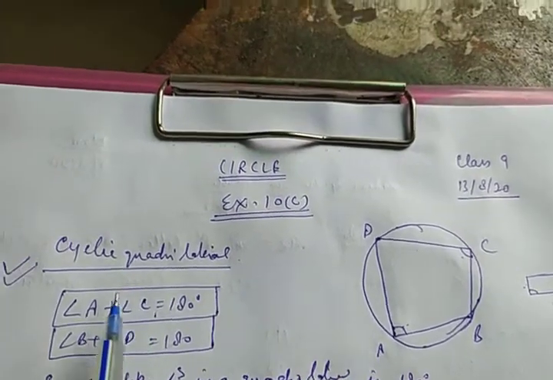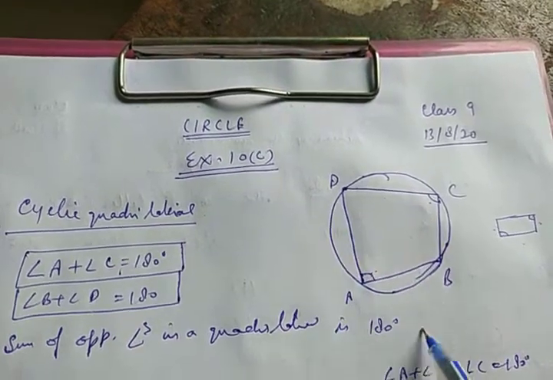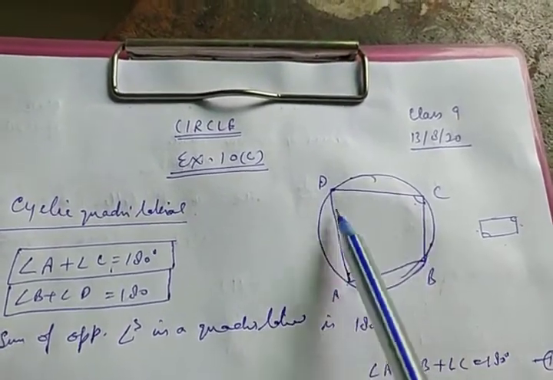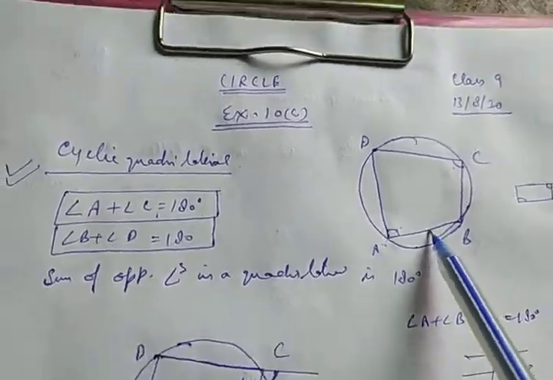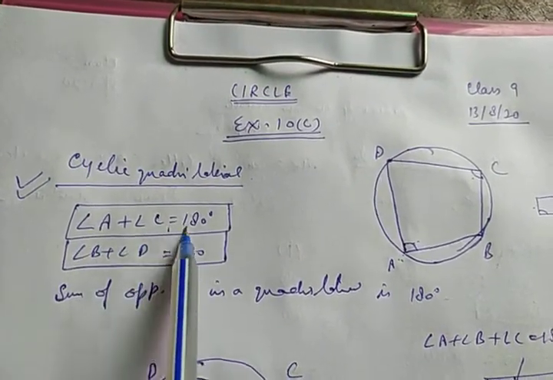In this exercise I will take the cyclic quadrilateral. Cyclic quadrilateral means there is a circle and a quadrilateral whose vertices A, B, C, D lie on the circumference of the circle, then it's a cyclic quadrilateral. Regarding this cyclic quadrilateral, you have a property: angle A plus C is equal to 180.